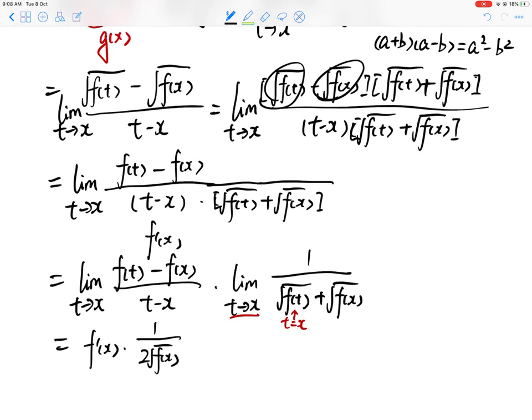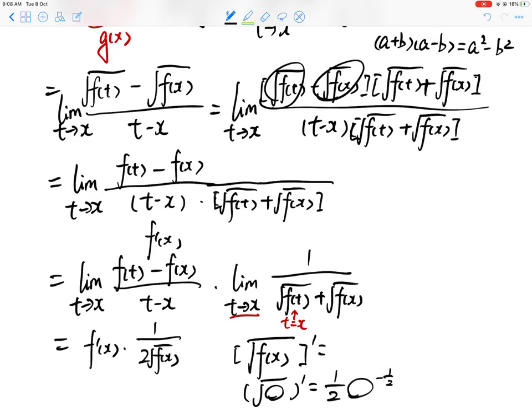Because usually when you solve this derivative, you just straightforwardly use the chain rule. Right? You try the chain rule. First it's the square root of something, right? The derivative is half something to the power of negative half, so it's half times 1 over the square root of this.